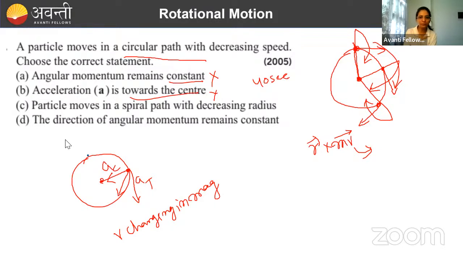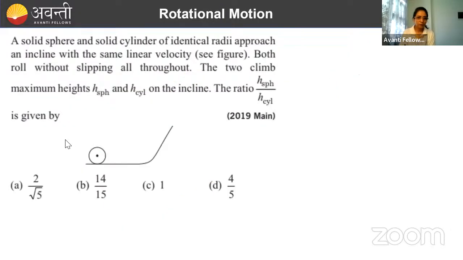The particle moves in a spiral path with decreasing radius. No, it's not a charged particle that it will spiral down to the nucleus, so it's also wrong. Direction of angular momentum remains constant, that is true. Okay, done. Know your basics. Finally, tell me the answer of this question.